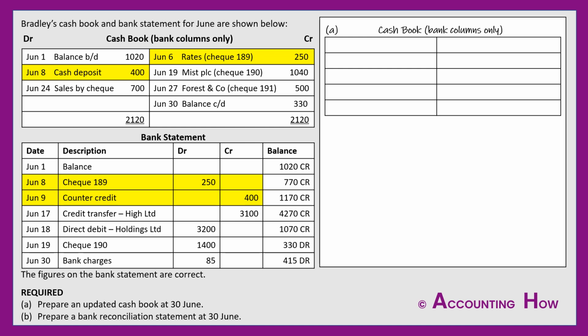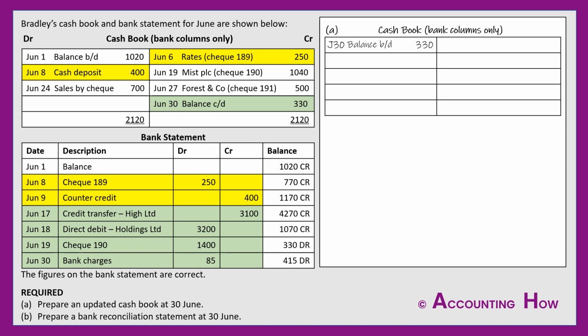Just be a little bit careful here. This does sometimes happen in questions. They haven't brought the balance down. So don't get confused and think that that is the side that we need to put it on, the credit. If that's the carried down balance, then his brought down balance will be on the debit. And you can see there I've put it into the cash book.